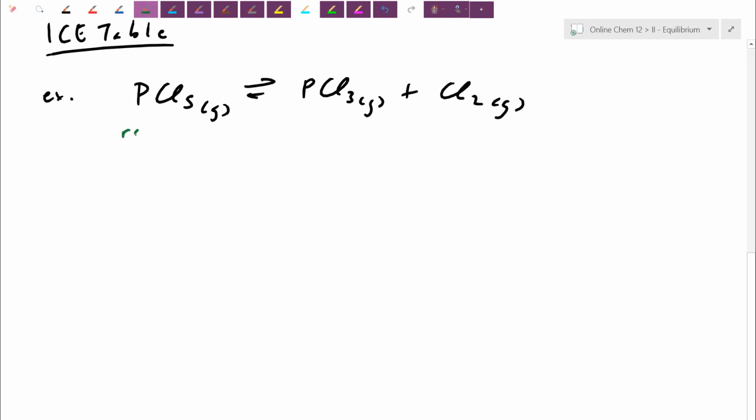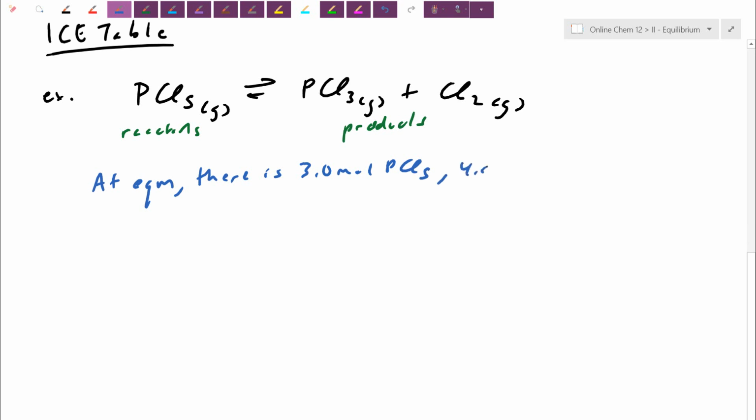Again, just conventionally here, we would read our reactants on the left side and our products on the right-hand side. So this question is worded at equilibrium, I'm going to say EQM for short. At equilibrium, there are 3 moles of PCl5, 4 moles of PCl3, and 5 moles of Cl2. I'm going to tell you this is within a 2-liter bulb. Bulb is just a fancy name for a container. So the size of the room is 2 liters.